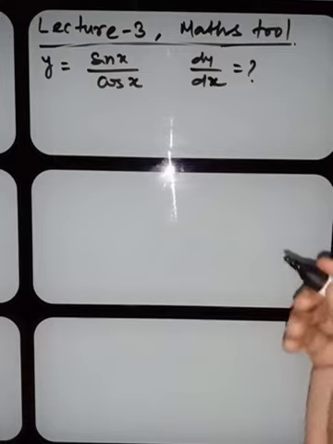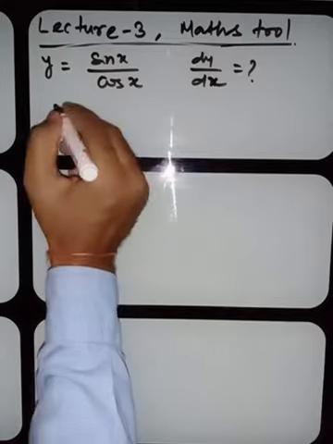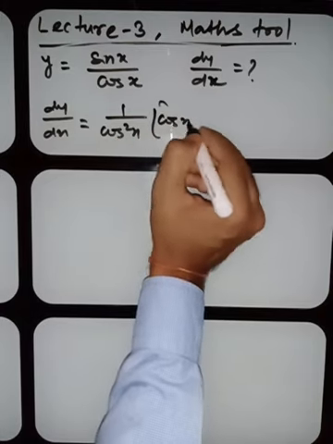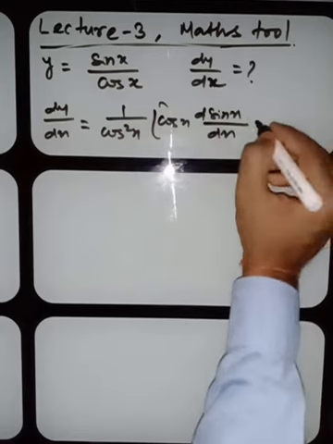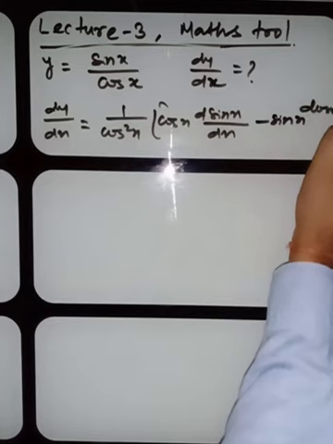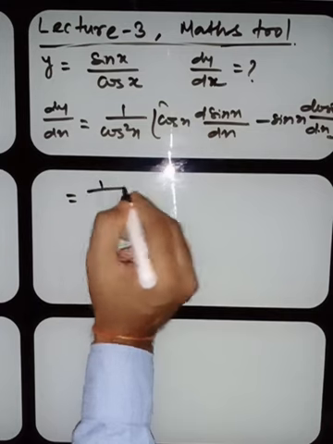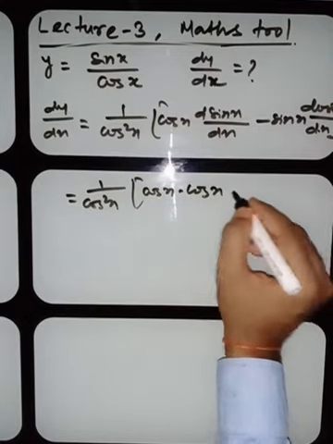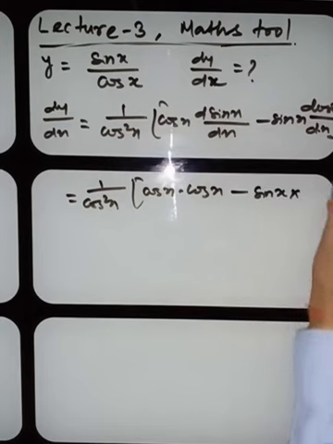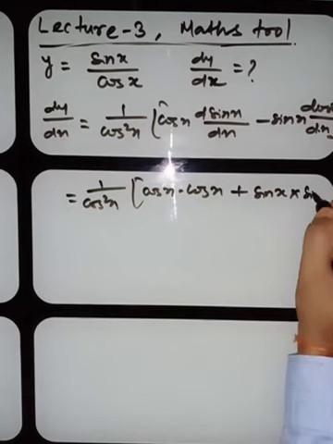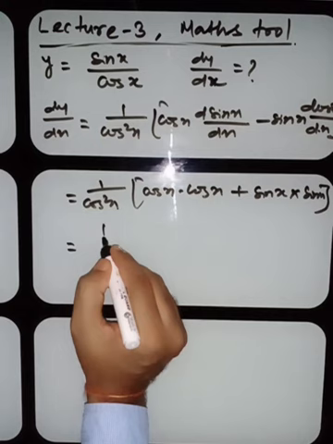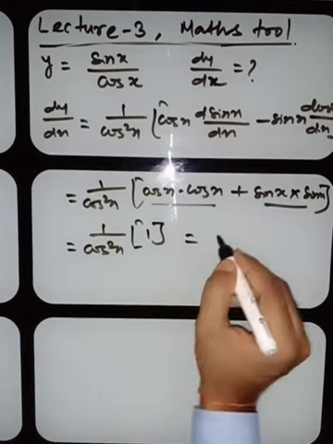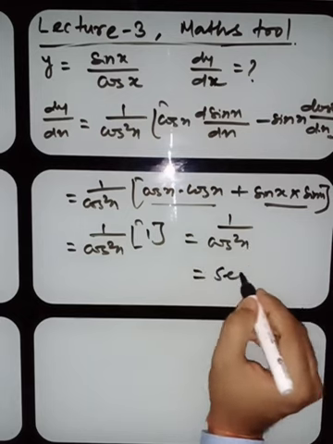Okay, do the definition. Let me write here. dy by dx is 1 by cos square x, multiplied by cos x d sin x by dx minus sin x d cos x by dx. Here cos x times cos x minus sin x times the differentiation of cos x, which is minus, and this minus becomes plus again sin x. Now it is 1 by cos square x and it is cos square x plus sin square x. How much is it? 1 by cos square x can be written as sec square x.